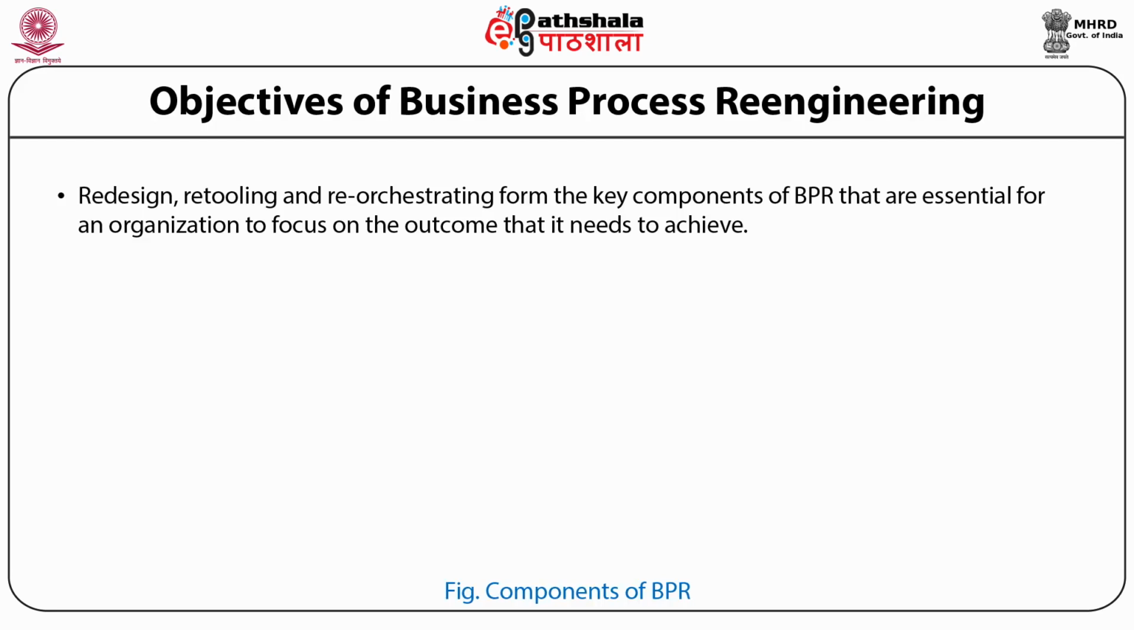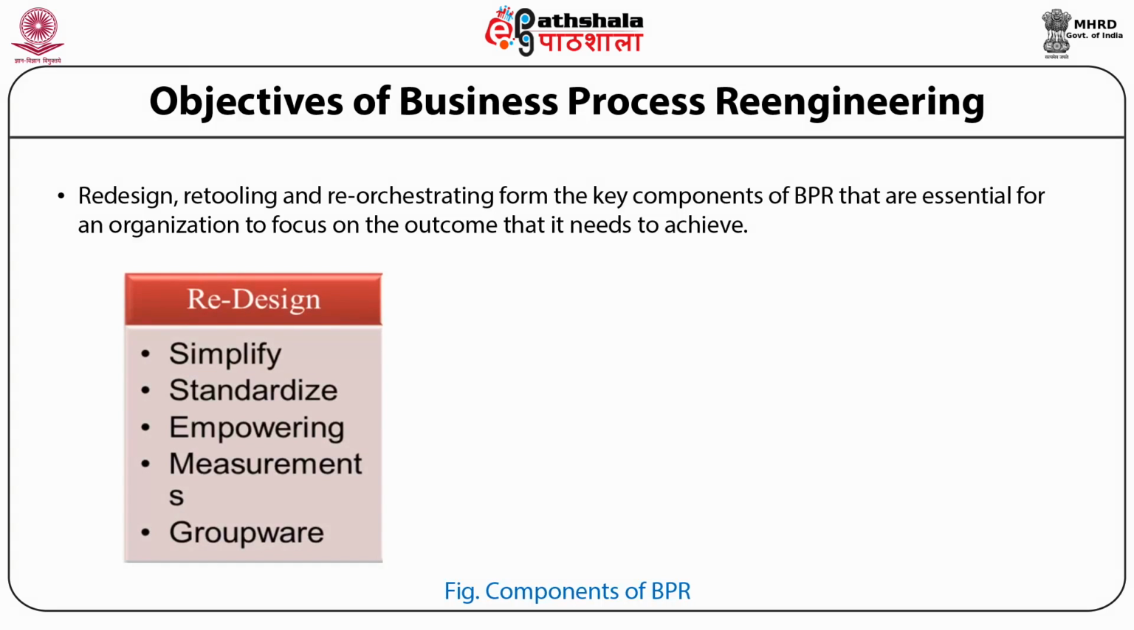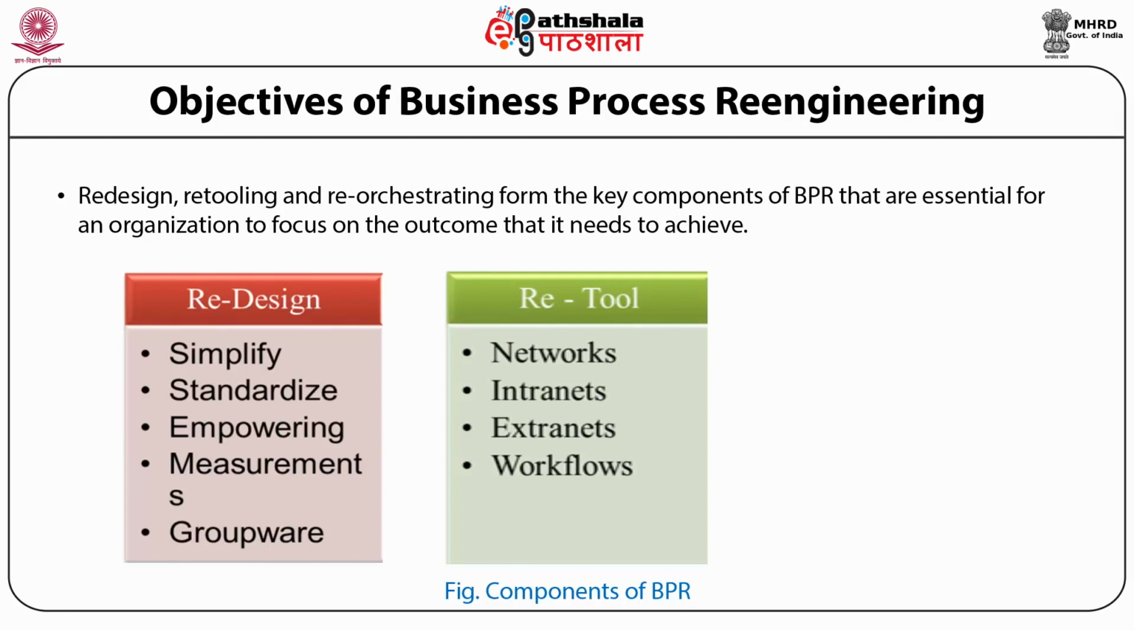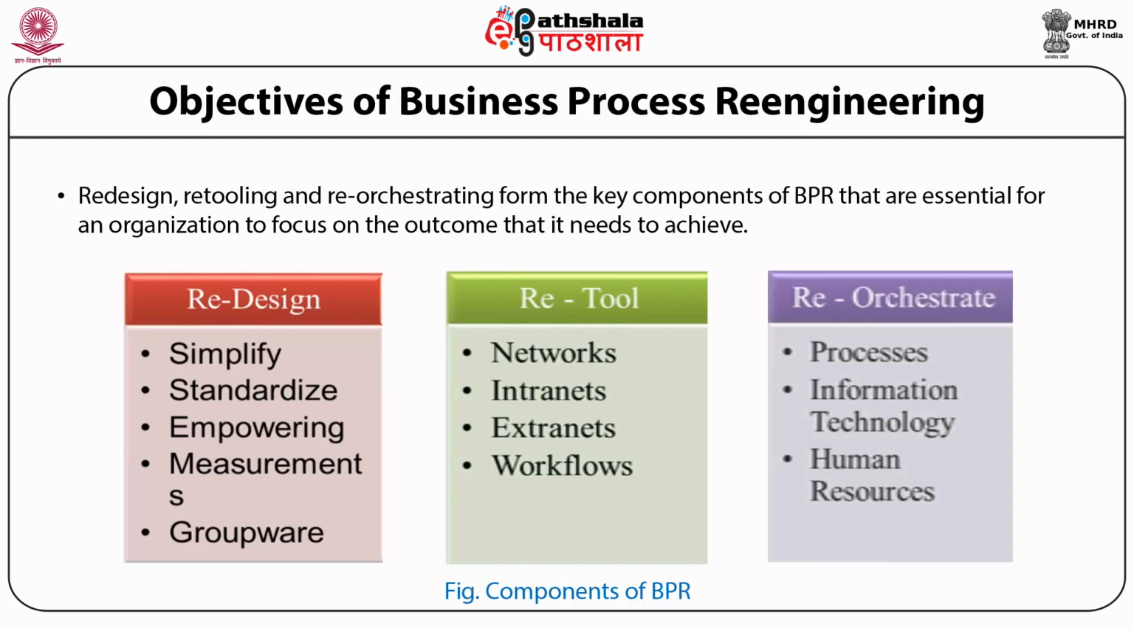The different aspects which we need to look upon under these three objectives, that is redesign, retool, and reorchestrate, are: when we are talking about redesign, we need to simplify, standardize, empower, measure, and look upon the groupware. As far as retool, what we need to retool is the network, the intranets, the extranets, the workflow. Whereas in order to meet the objective of reorchestrate, what we need to work on is the processes, information technology, and human resources.